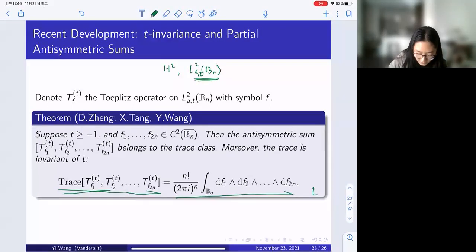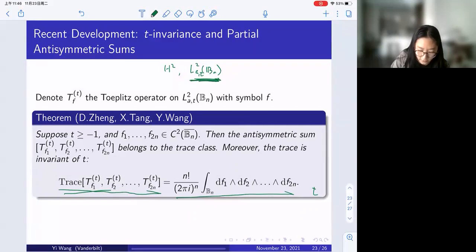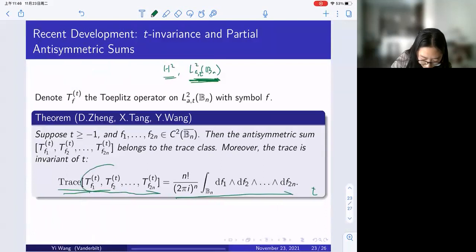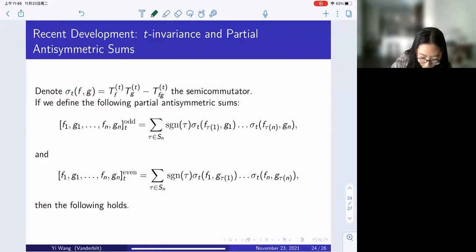So the geometric invariant defined by this formula does not depend on any weighted space. Whether you are working on the weighted Bergman space or the Hardy space, it doesn't matter, you get the same thing. And here's a generalization we gave. If you look at the anti-symmetric sum, one way is defining this by just the anti-symmetric sum of the Toeplitz operators. Another way is to take the anti-symmetric sum over semi-commutators. So here are the semi-commutators.